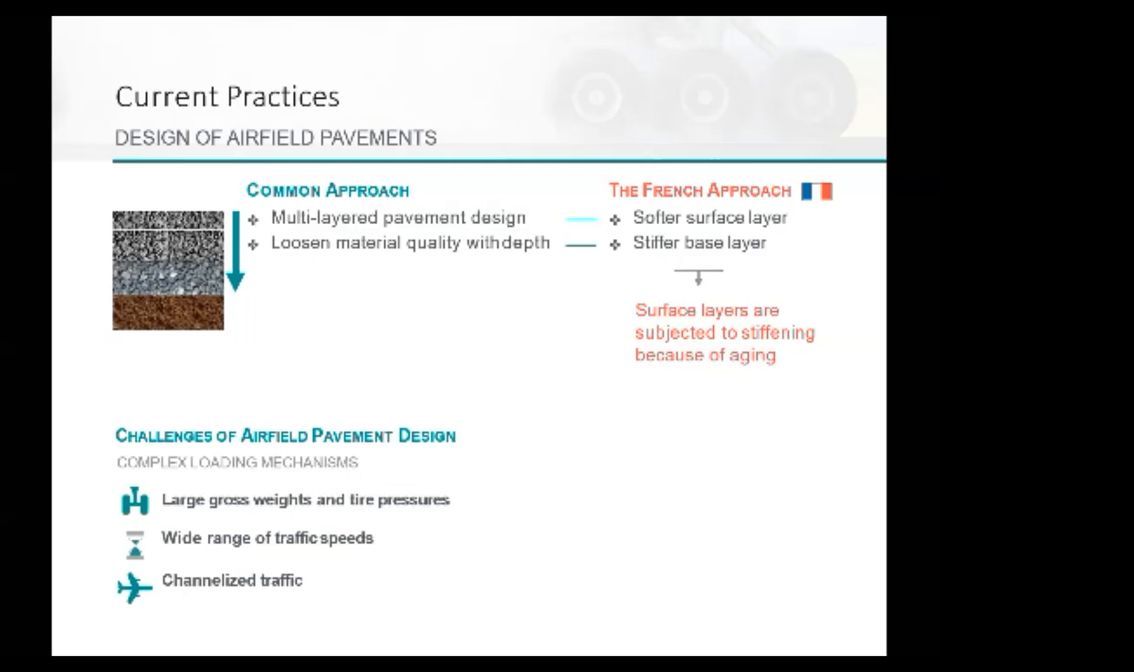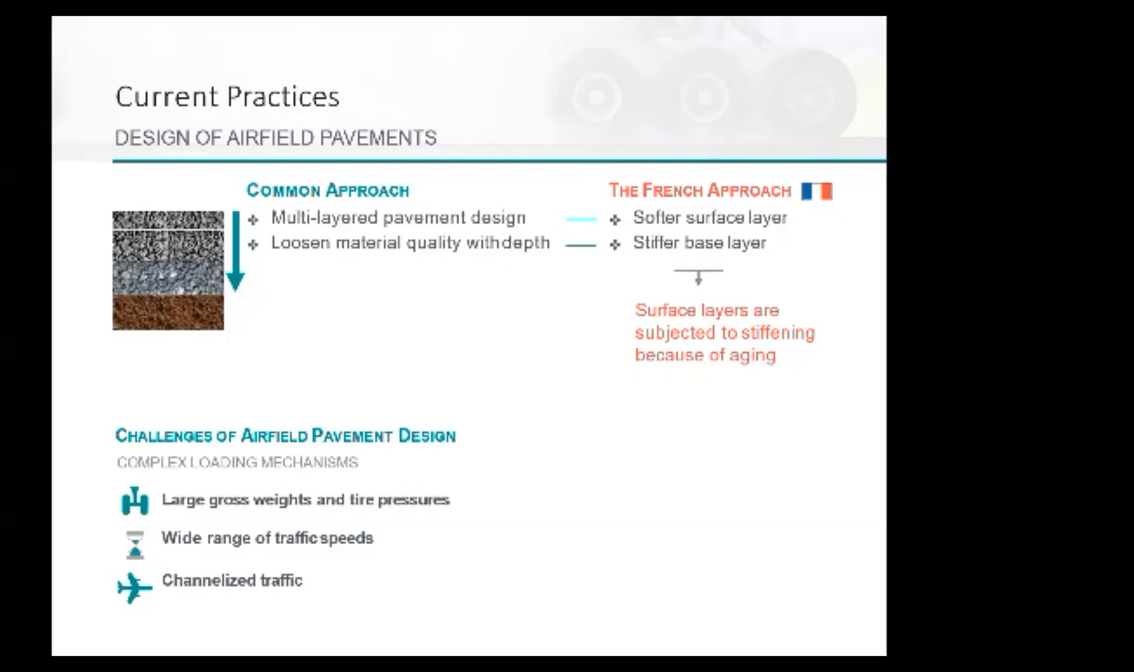Now, what are the challenges? There are complex loading mechanisms in airfields. We're talking about very large gross weights, and the tire pressures are much higher than what we experience in highways. You have a wide range of traffic speeds. The plane lands at 300, 400 kilometers per hour, all the way to stopping. Then you have taxiing. An airplane can taxi at 5 meters per second, all the way up to 30 meters per second. So there's variation of speeds for a given location.